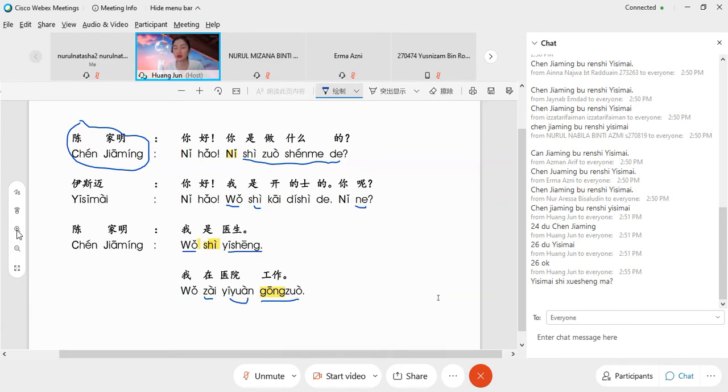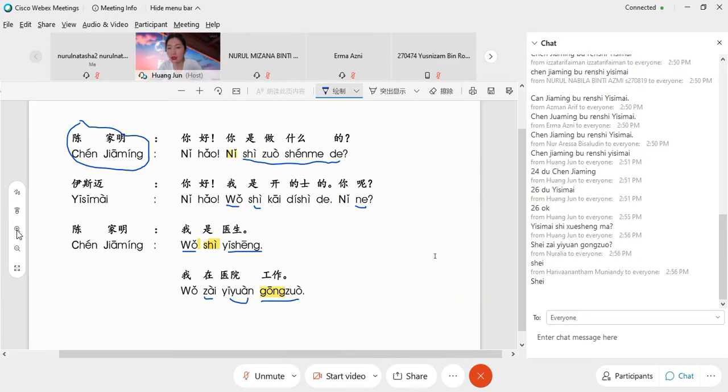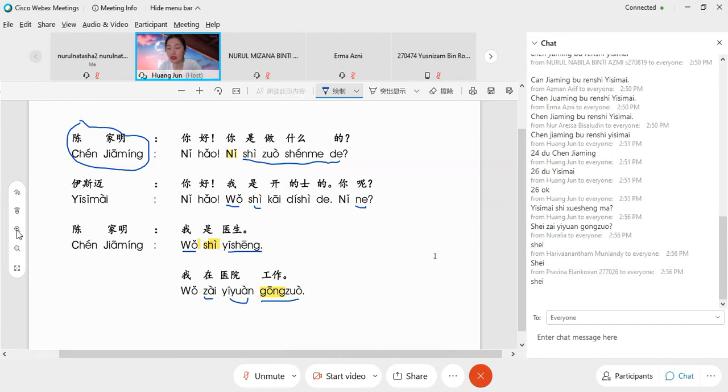So Ismail has another job. Continue, I'm asking question 2: 谁在医院工作. Which word is the question word in my sentence? The word 谁 is the question word, right? It means who. So my question means who works at the hospital.